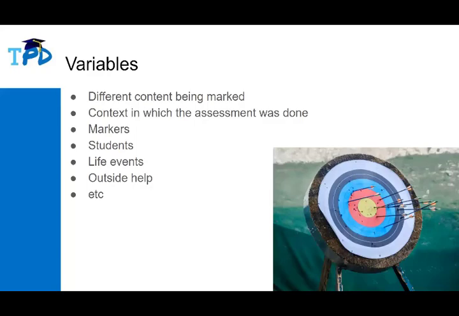If you're constantly focusing on outcomes and using outcomes and learning goals as your success and marking criteria, then the content becomes more secondary. It's more about whether or not they're working towards or achieving those goals, those outcomes for the learning. Next, you have to look at the context in which the assessment was done.